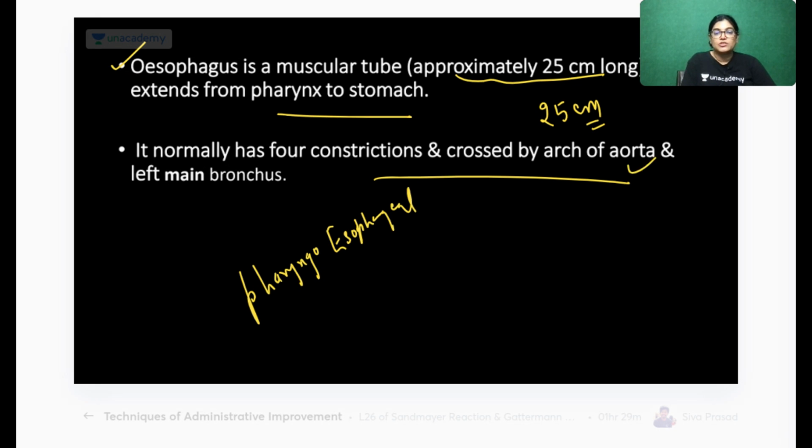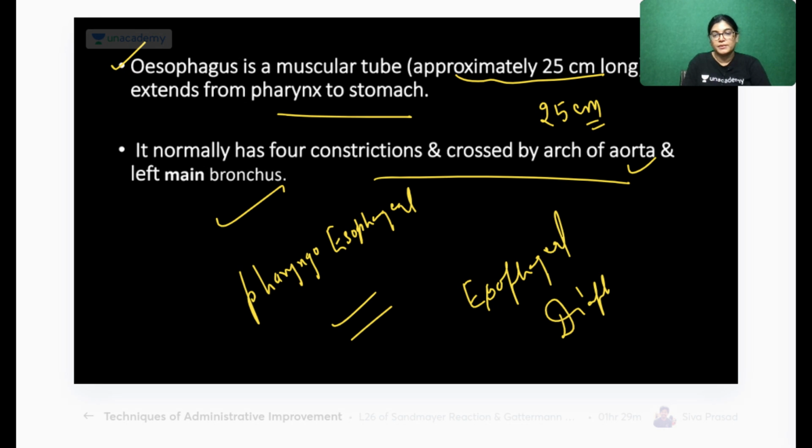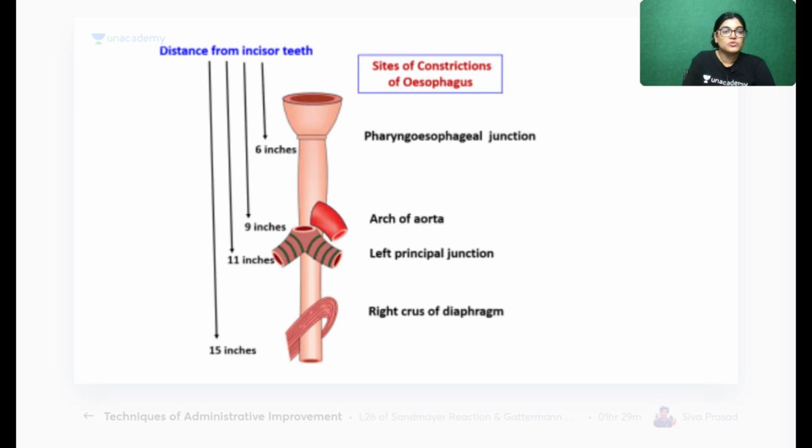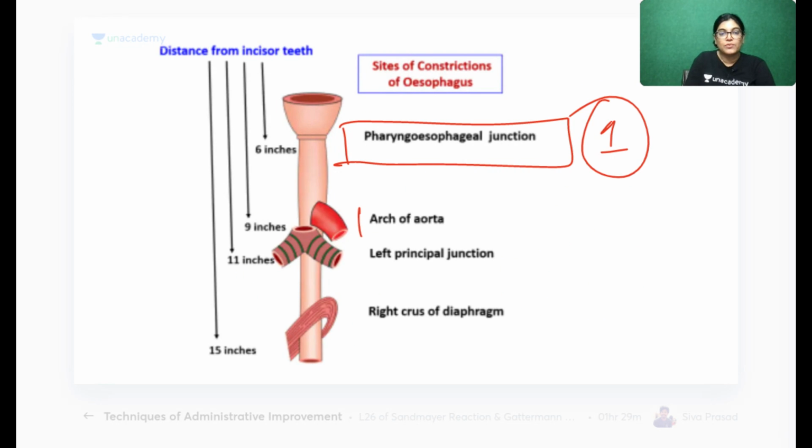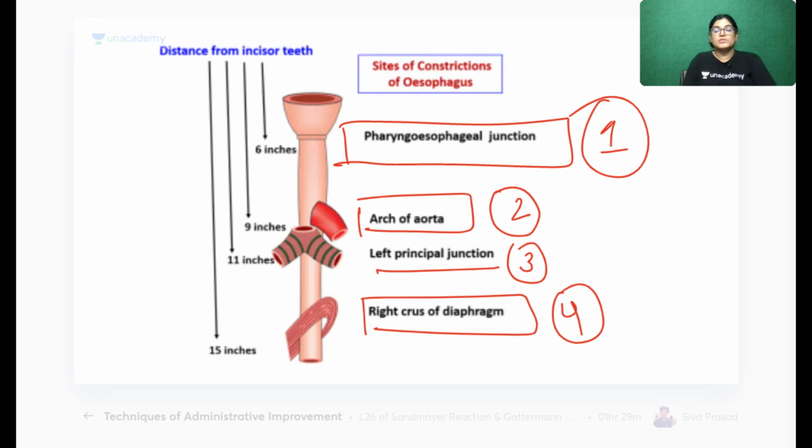Then we also have the arch of aorta and left main bronchus, and the fourth constriction is the esophageal opening of the diaphragm. So these are together the four constrictions of the esophagus. See here. The first one is the pharyngoesophageal junction. The second one, as you can see, is the arch of aorta. The third one is the left principal bronchus, and the fourth one is the esophageal opening of the diaphragm, close to the right crus of the diaphragm.